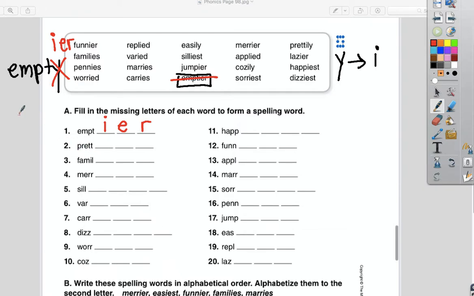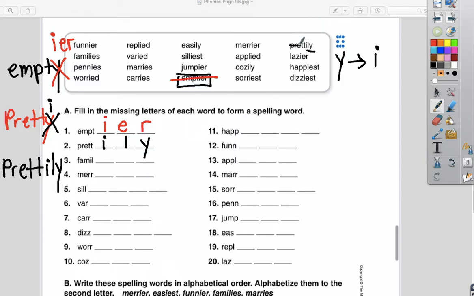We see prit. So I'm pretty sure that this word was originally pretty. Now remember, the whole point is to go from Y to I. So chances are they crossed out the Y and added an I. Let's see where we can find it in our word bank. So I see here that they took out the Y, added an I, and ly at the end. So it's prettily. So you would add I, L, Y. Cross out the word.